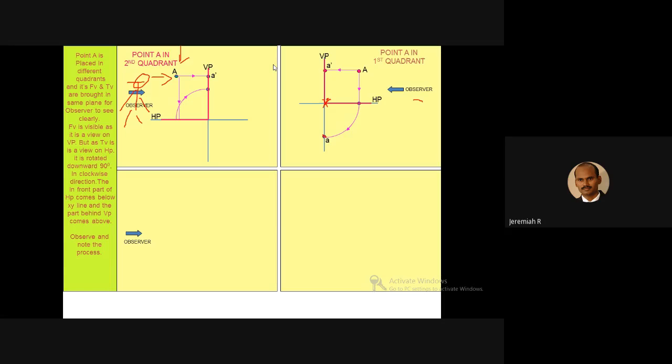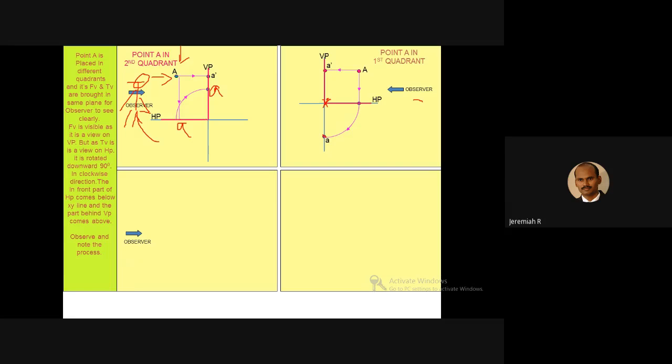When you rotate clockwise, you'll get a point here. Top view means you have to mention A. So this horizontal plane, you have to rotate clockwise direction 90 degrees. So what are the distances here? Point A comes here. So always HP we have to rotate clockwise direction 90 degrees.